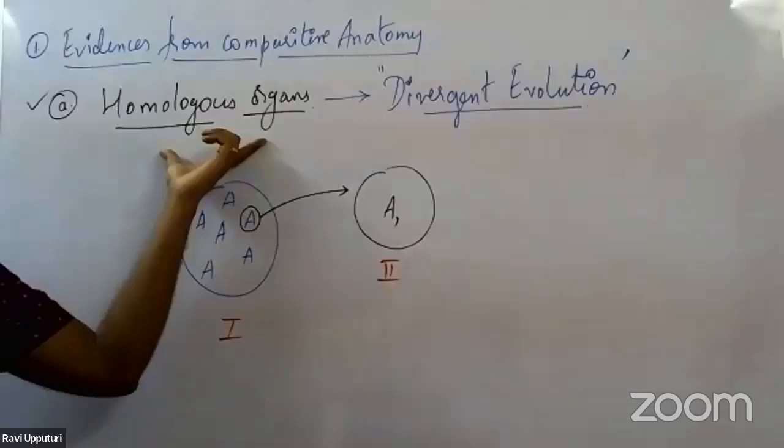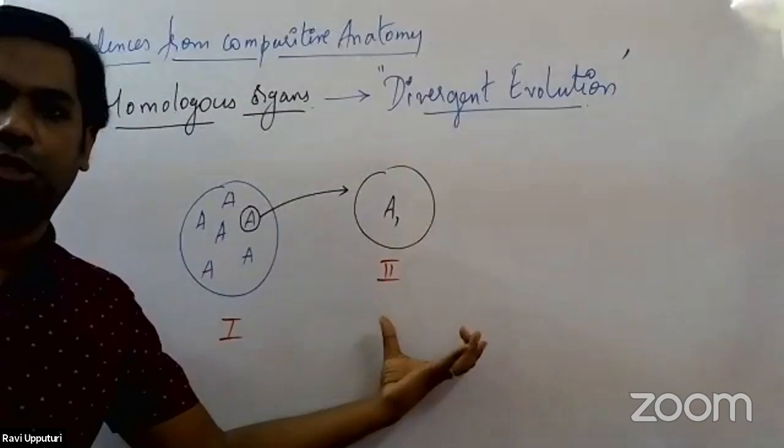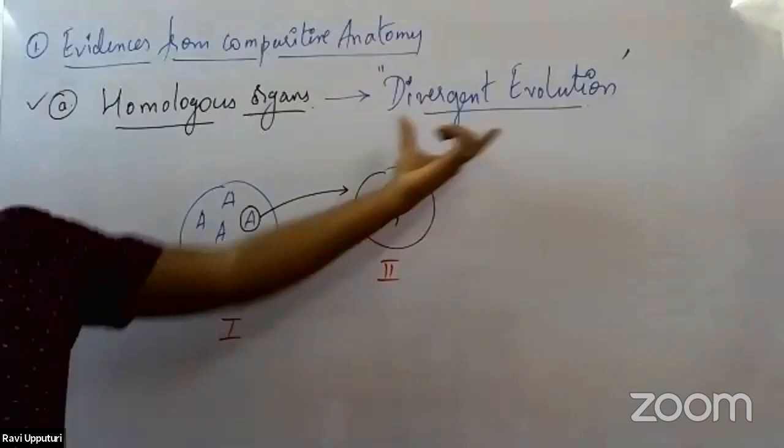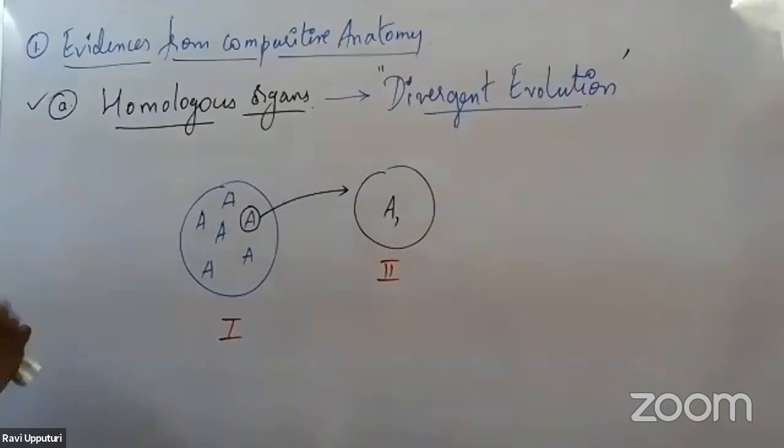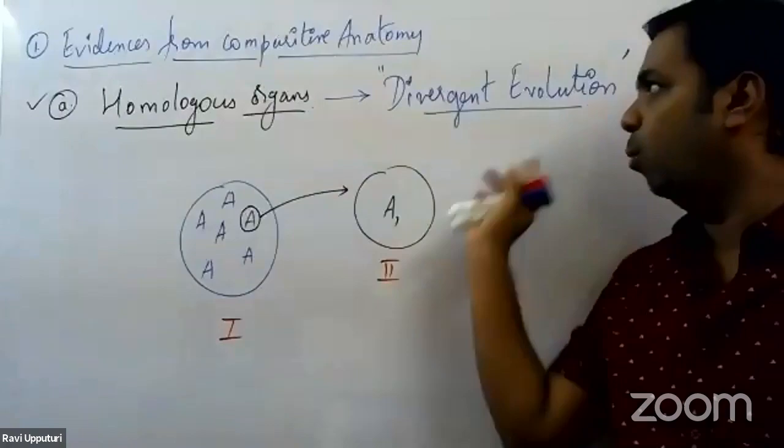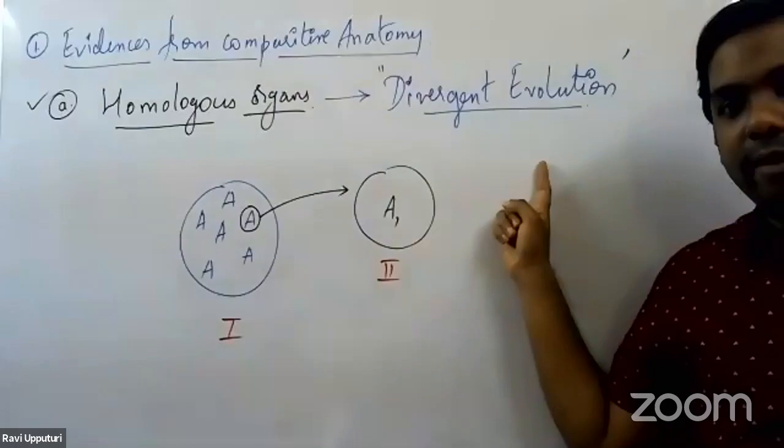So this sort of evolution of a new species at one place from the ancestral species at another place is what we call divergent evolution. So homologous organs would always lead to this sort of evolution called divergent evolution. Very important, what you need to remember. Homologous organs would always lead to divergent evolution.